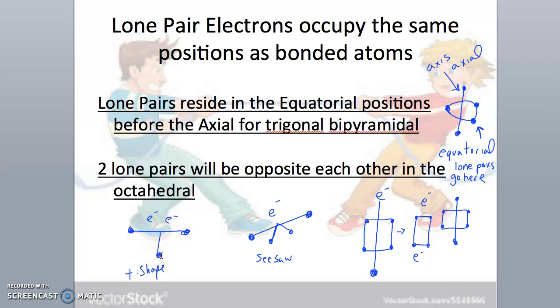So those are the molecular geometries. So we've got 2 geometries going on, electron pair geometry and molecular geometry. Now, if there's no lone pairs, they're exactly the same, and that's a good thing to know.